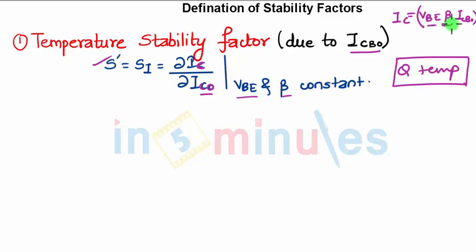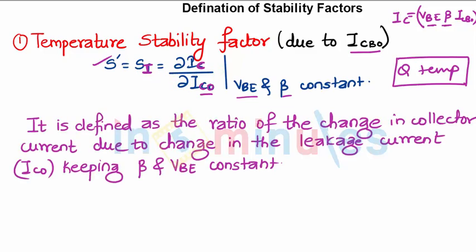Now how to define S dash or SI? SI is called the current stability factor, that is the stability factor because of the current. It is defined as the ratio of the change in collector current due to change in the leakage current, ICO, keeping beta and VBE constant. This is the definition of SI or S dash, right? This is the first temperature stability factor, S dash.